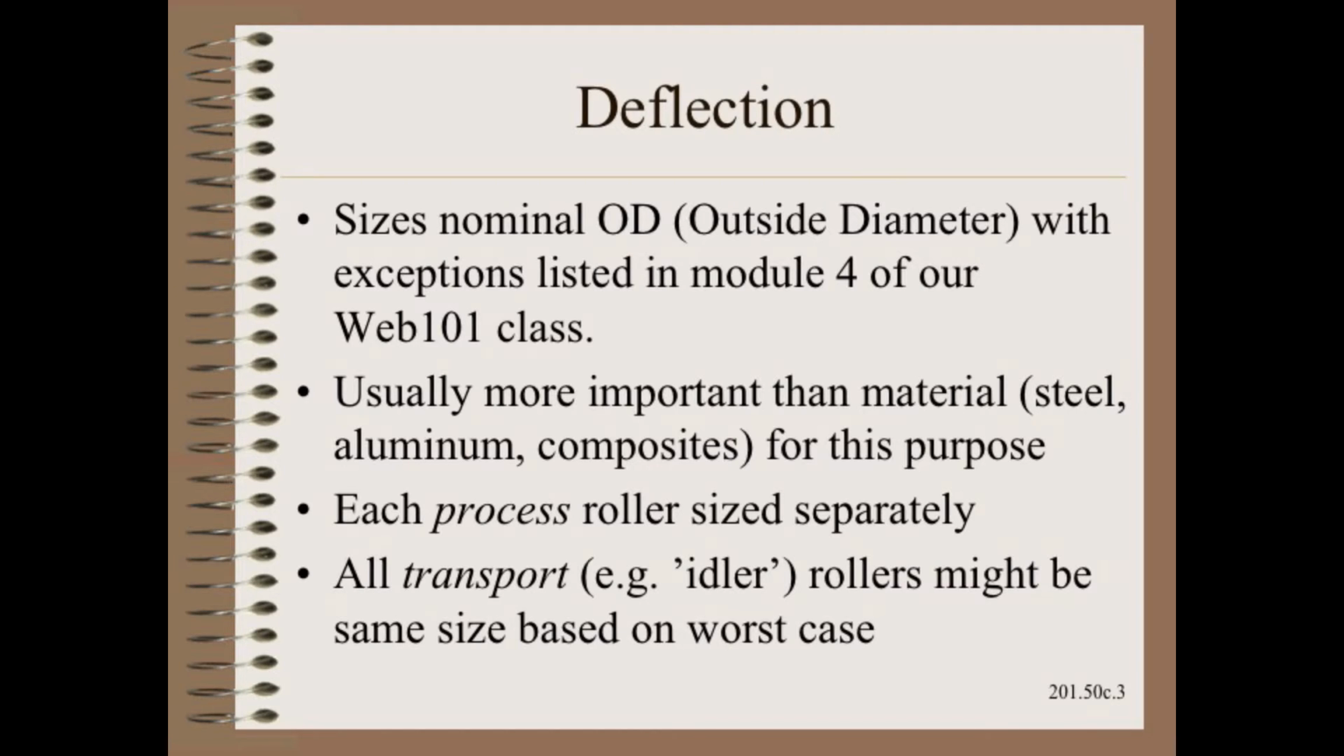Since deflection goes as the inverse of the cube of roller diameter, that factor alone is much more important than shell wall thickness or shell material. Those factors are chosen after diameter, usually selected for reasons beyond deflection. Another point is one of common sense. That is, while each process roller is sized separately, because they are so super expensive, all transport rollers can probably be made of one nominal size, if it is sized for worst-case wrap angles.